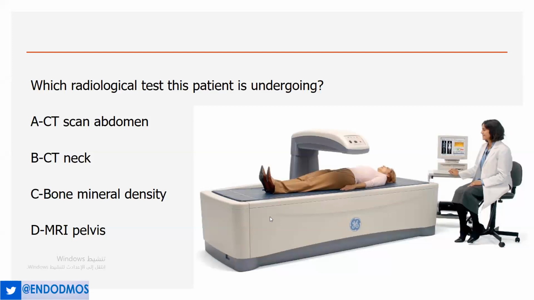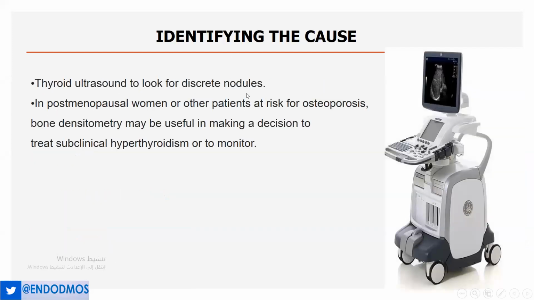Many different answers: C, D, even A. Actually, the correct answer is bone mineral density. So what is the correlation of bone mineral density here with hyperthyroidism? As we know, bone density testing is called bone densitometry.